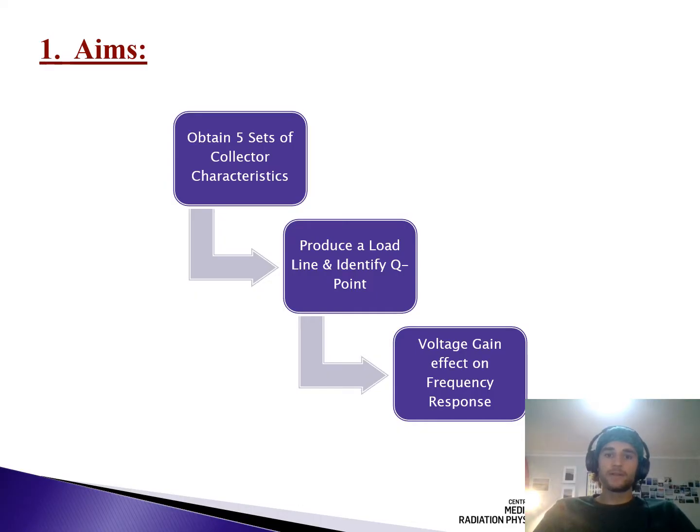In this experiment, students investigate the characteristics of a bipolar transistor. This involved using software to produce a set of collector characteristics and draw a load line, allowing a Q point to be identified. Additionally, a frequency response was analysed, allowing students to evaluate the effectiveness of voltage gains at various frequencies. In the bigger picture, students were essentially able to understand how an ideal BJT amplifier operates and its real-world applications.